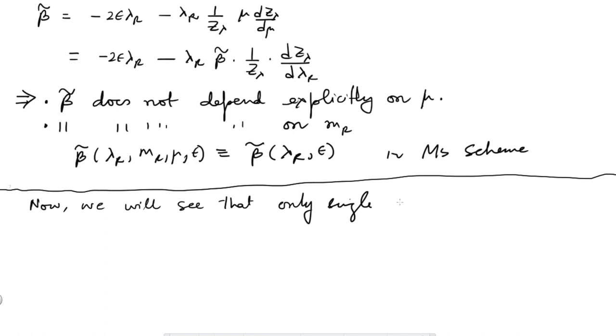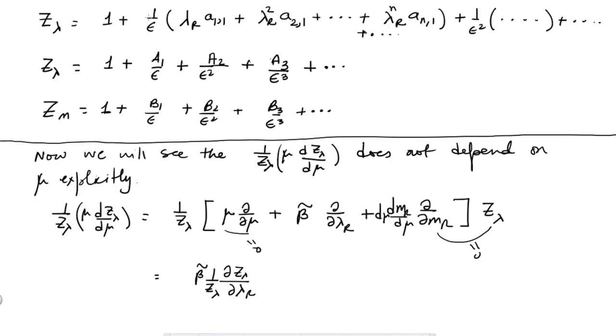Only single pole terms contribute to the beta function. Okay, so let's see that. Let's look at mu dz lambda over d mu. We have seen just now that this is mu dz lambda over d mu equals beta tilde times dz lambda over d lambda r. I'm just dropping 1 over lambda from both the sides.